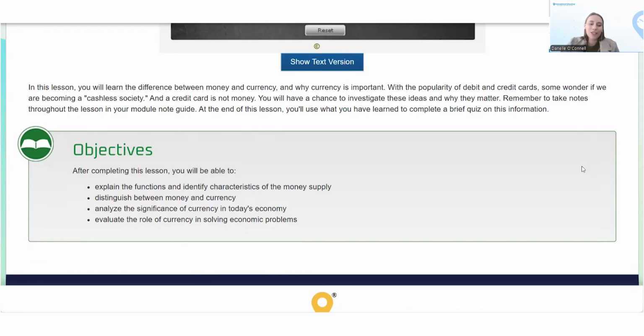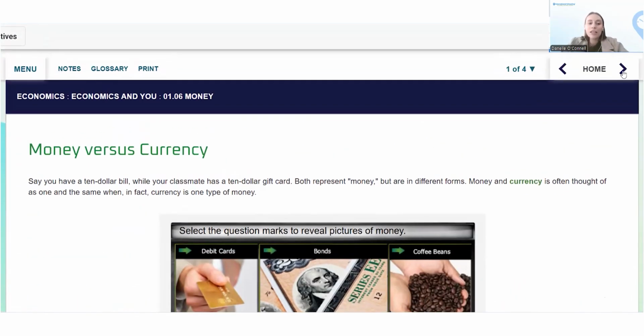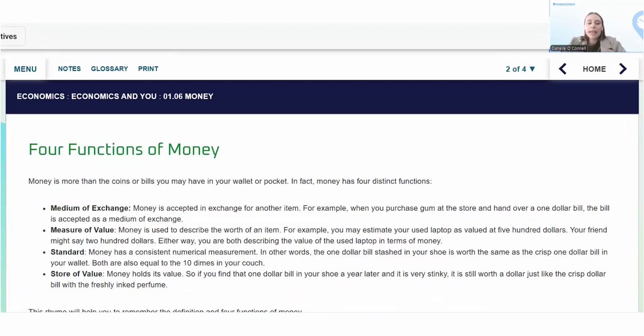Now, the objectives of today's lesson are to explain the functions and identify characteristics of the money supply, distinguish between money and currency, analyze the significance of currency in today's economy, and also evaluate the role of currency in solving economic problems. Now, this is just an introduction lesson regarding this topic as a whole, but it is very, very important.